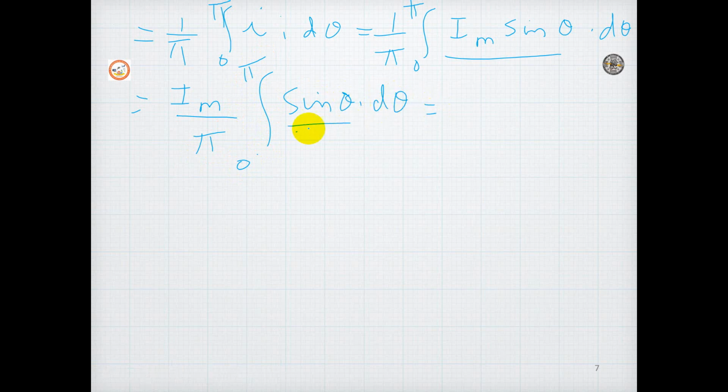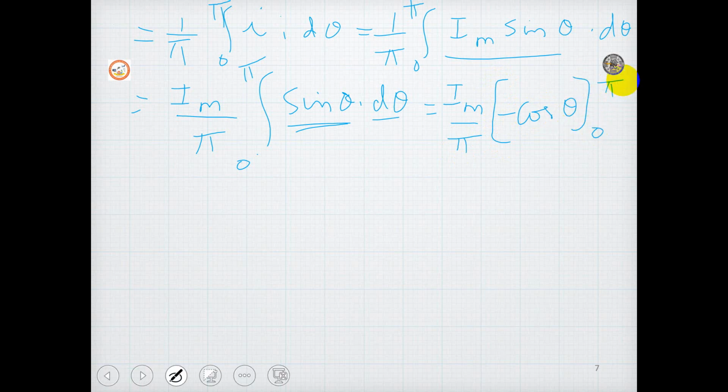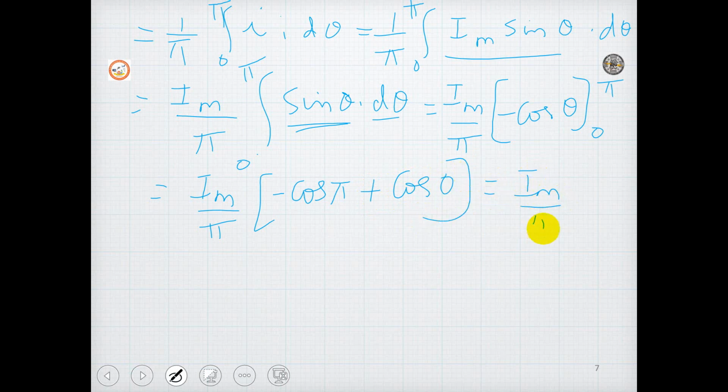When you integrate sine theta with respect to theta, this is equal to Im by pi times minus cos theta, between 0 to pi. Now apply the limits: minus cos pi, minus into minus is plus cos 0. When you apply the limits, this is equal to Im by pi into 2. So I average is equal to 2 Im by pi. This is the value.